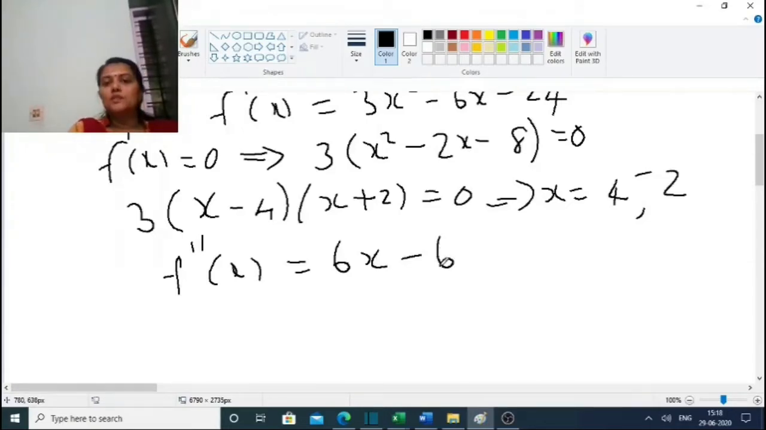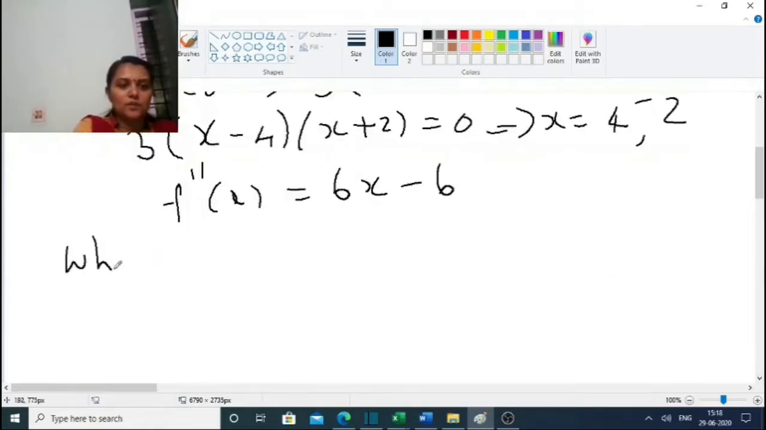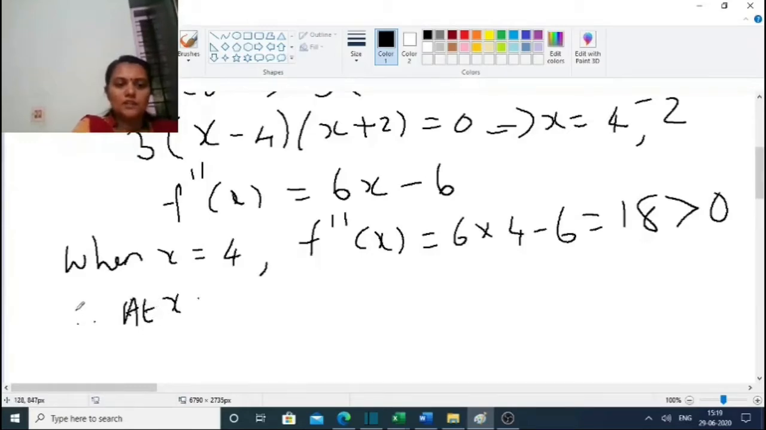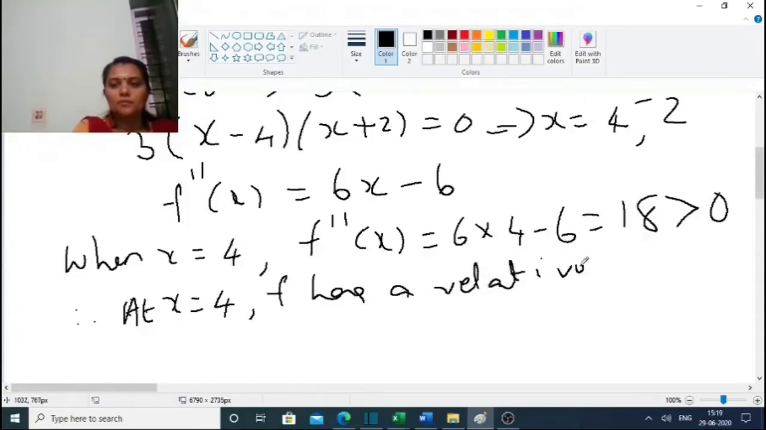Now we have to check the sign of f double dash x at the critical points. When x equal to 4, f double dash x equal to 6x minus 6, which is 6 into 4 minus 6, 24 minus 6, which is 18, greater than 0. Therefore at x equal to 4, f has a relative minimum.